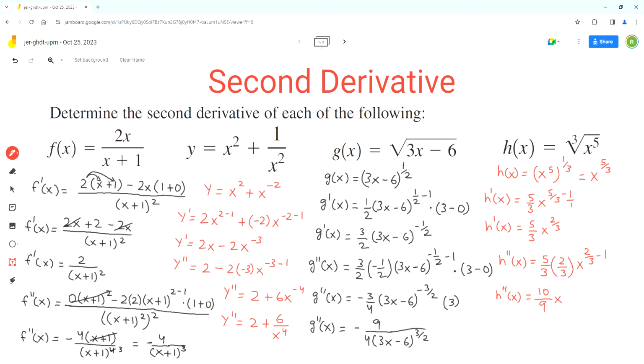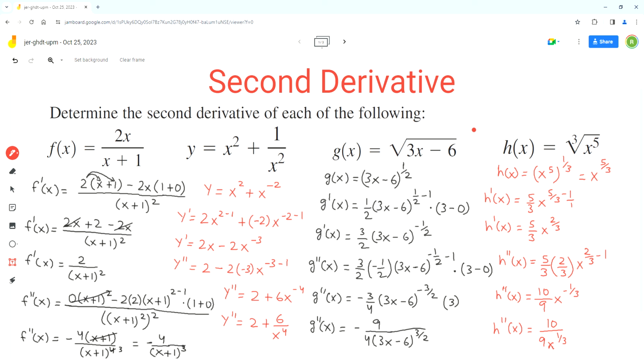And in the exponent we do 2 over 3 minus 1, which is equal to negative 1 over 3, because the common denominator will be 3, so we'll get 2 over 3 minus 3 over 3. Now we can move the x term to the denominator to make the exponent positive. So we get 10 over 9 and then x exponent 1 over 3. So this should be the final answer for the second derivative of this function h at x.